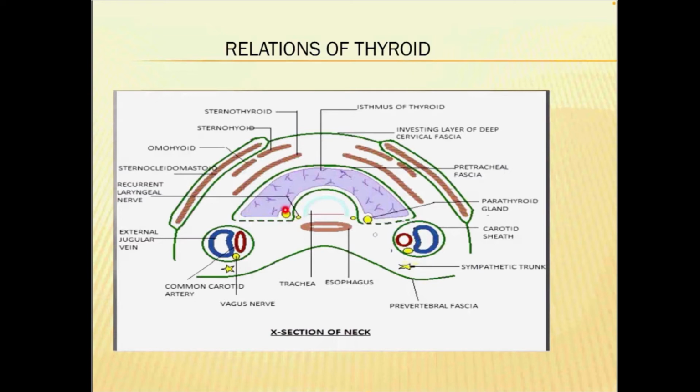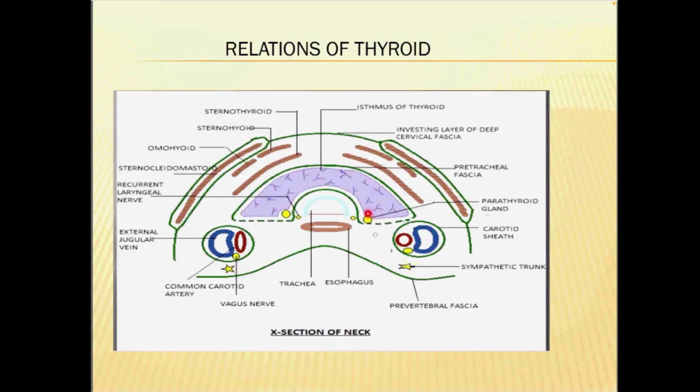Within the false capsule of the thyroid lies the parathyroid gland. Inside the false capsule, that is inside the pretracheal fascia, there is a gland called the parathyroid gland, which is bilaterally located and is more important in calcium metabolism.